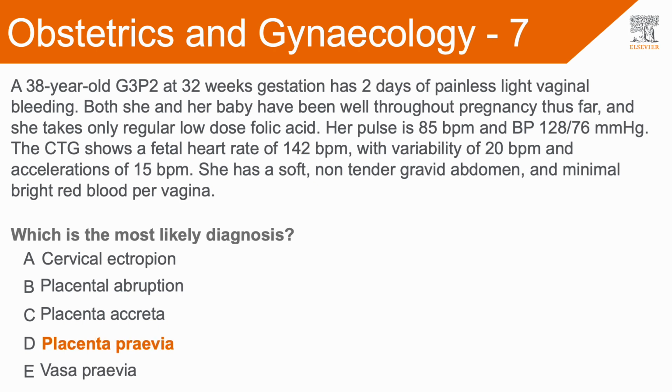The correct answer in this case is D, placenta previa, and we'll go through why in the following slides. I'd just like to highlight some of the features of this stem, including the CTG trace, which is reassuring as the fetal heart rate is between 110 and 160, the variability, which is reassuring between 5 and 25 beats per minute, and accelerations, which are a reassuring feature of a CTG trace.